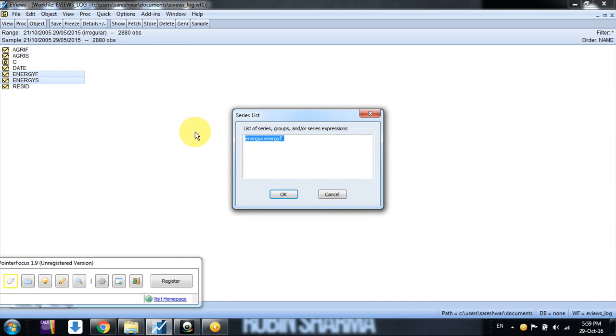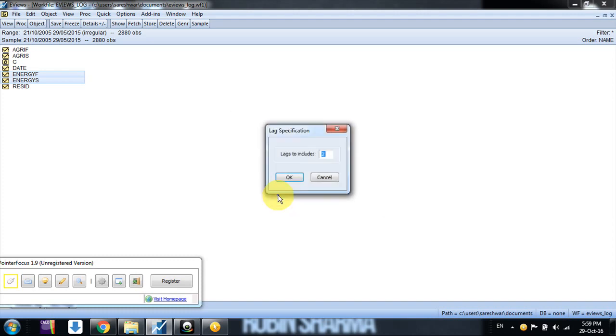Click OK. Here, since I know these are non-stationary series, I would be taking their first differences by putting D. D means difference. Similarly, for both the series, I would be using it. So what I am doing here, this is my difference of energy spot and difference of energy future. These are my two series, those are stationary, and I want to check any causality between them.